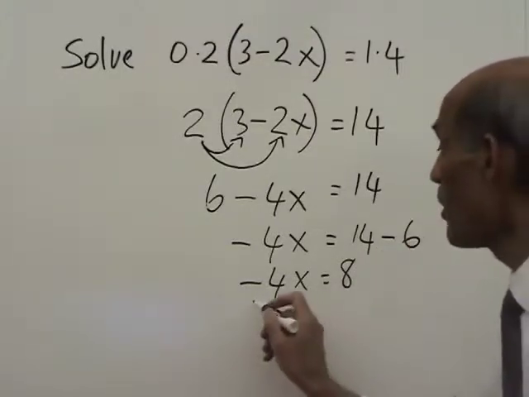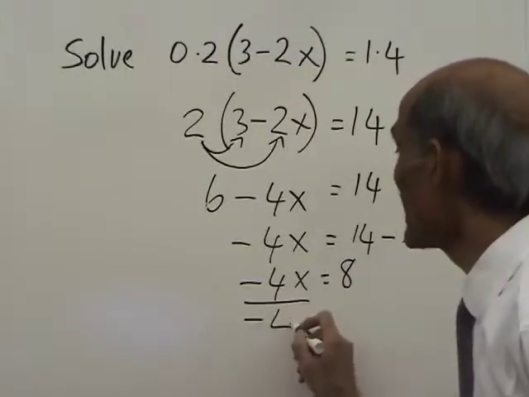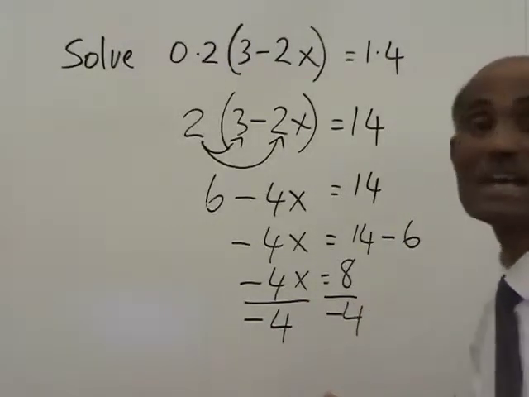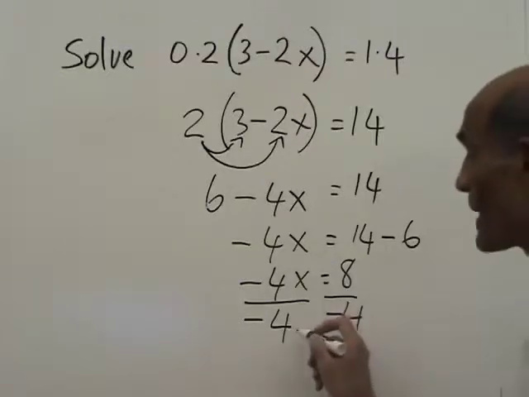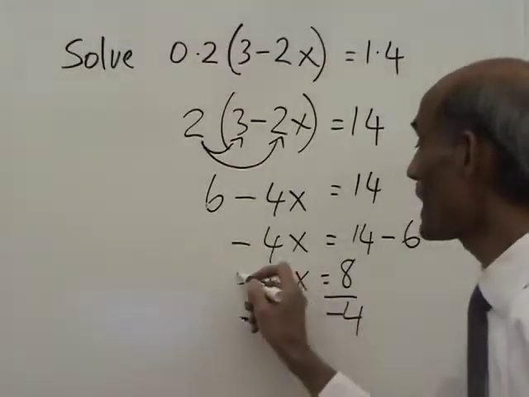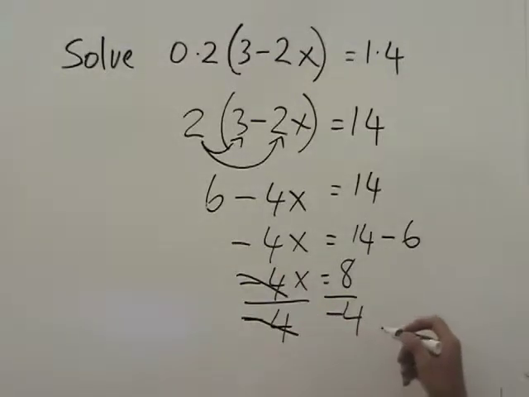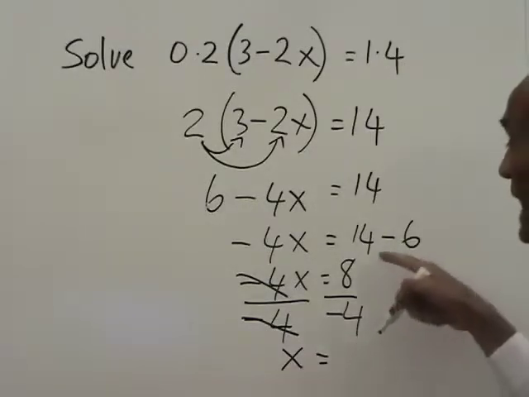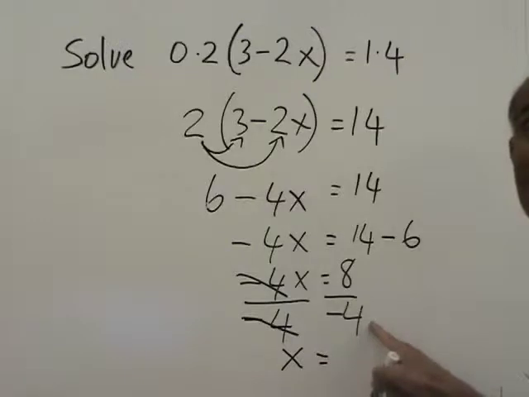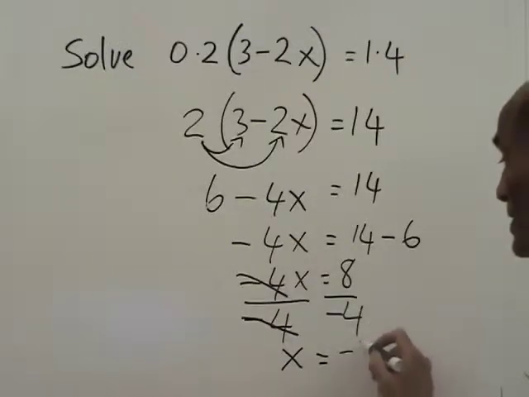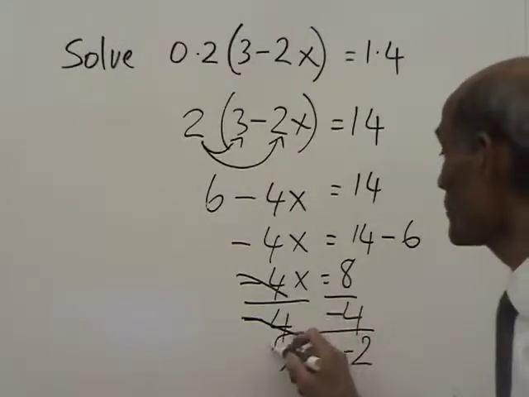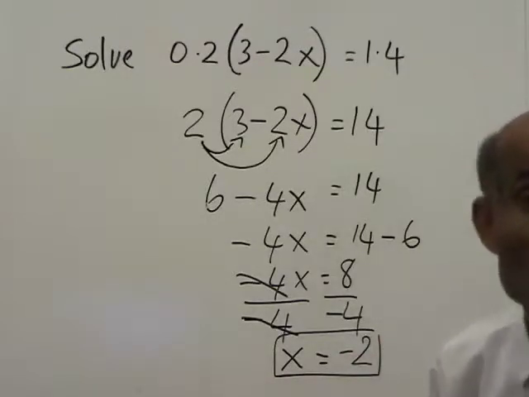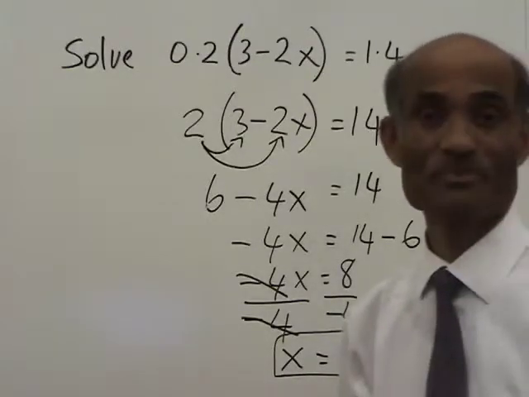To get x alone, divide the left side by negative 4, the right side also by negative 4. And on the left, the negative 4 cancels with the negative 4. You get x equal to 8 divided by negative 4, which is negative 2. x equal to negative 2 is the solution of this linear equation.